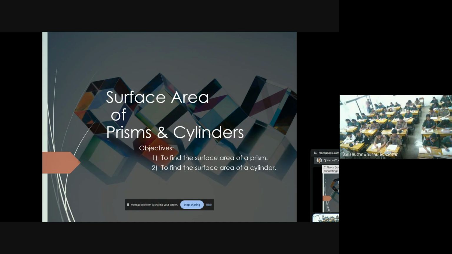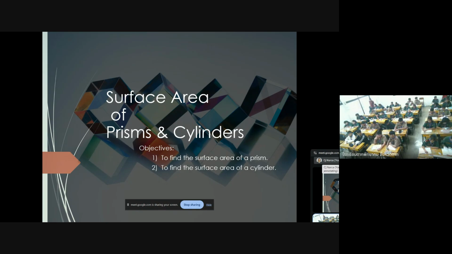Prism. Okay, repeat after me. Prism. And then we have cylinder. Cylinder. Okay, so we get the surface area.